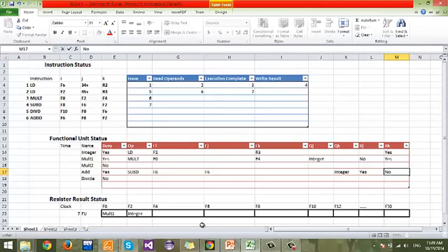And what will happen to register result status table? See the destination register, it's f8. Look for f8 in register result status. Okay, it's blank now. Oh, we cannot keep blank. Sorry, which functional unit? Add.